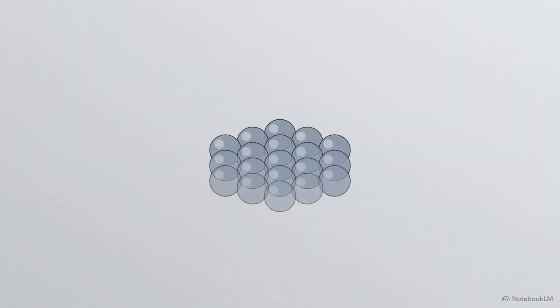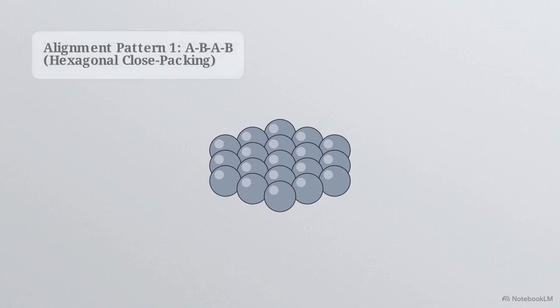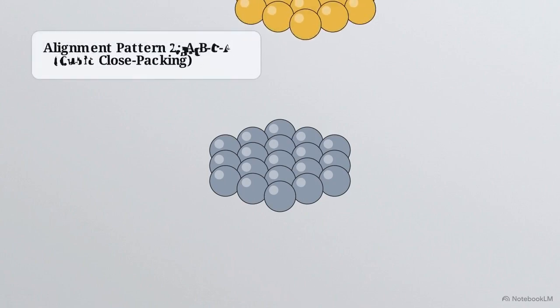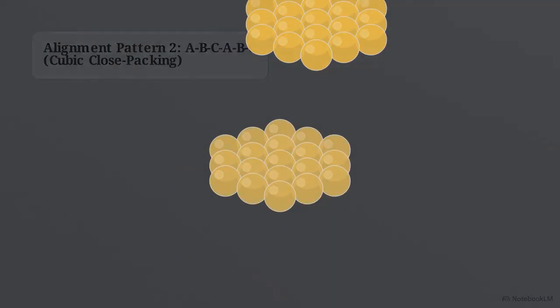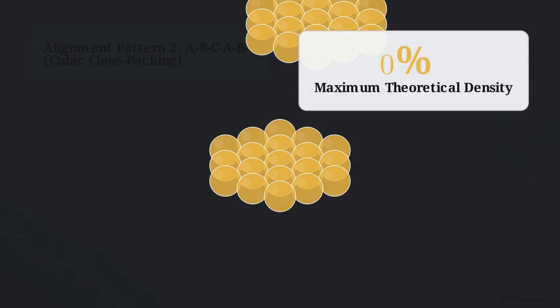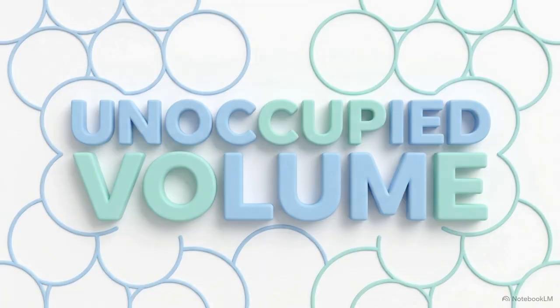This packing happens in layers. In some metals, the layers alternate in an ABAB pattern known as hexagonal close packing. In others, they form an ABCABC sequence called cubic close packing. Even in these mathematically optimal configurations, perfectly packed spheres can only occupy 74% of the available volume. This geometric limit leaves 26% of the metal as completely empty space.